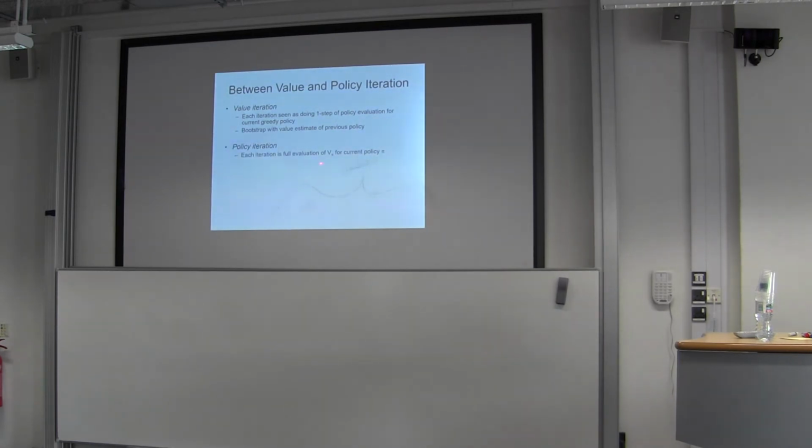In policy iteration, you do a full evaluation of v pi for the current policy pi. So not just a one-step evaluation, but an infinite horizon evaluation. And then you do a greedy policy update. You can stare at this long enough and say, well, there's probably some midpoint between. That's called modified policy iteration, where you do some number of iterations of policy evaluation, but not to convergence, and then you update the policy, and so on. This is basically interpolating between value iteration and policy iteration.